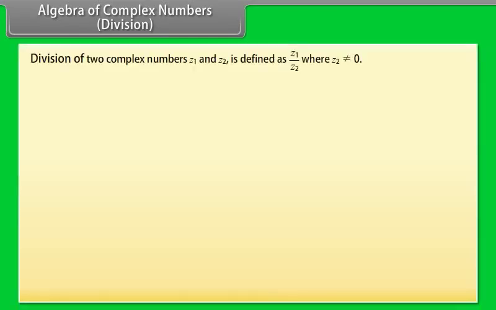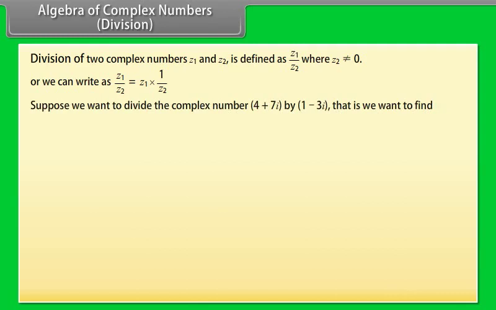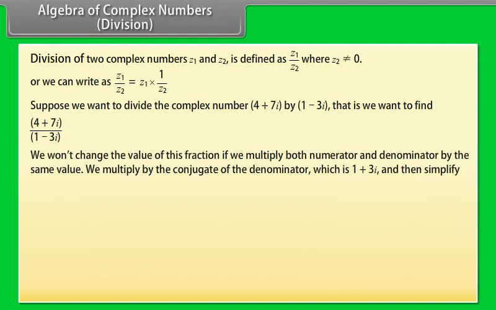Algebra of complex numbers. Division. Division of two complex numbers Z1 and Z2 is defined as Z1 by Z2, where Z2 is not equal to 0. Or we can write Z1 by Z2 is equal to Z1 into 1 by Z2. Suppose we want to divide the complex number 4 plus 7 iota by 1 minus 3 iota. That is, we need to find (4 plus 7 iota) by (1 minus 3 iota). We won't change the value of this fraction if we multiply both numerator and denominator by the same value. We multiply by the conjugate of the denominator, which is 1 plus 3 iota, and then simplify.